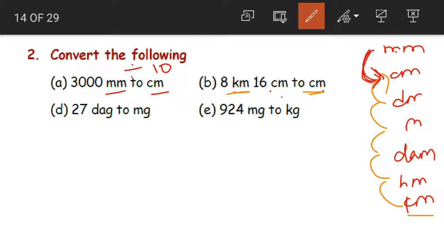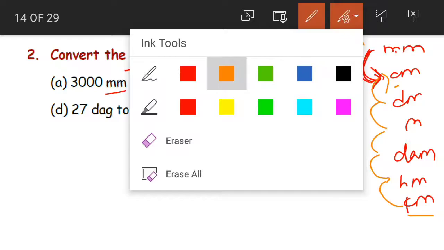Now this is higher to lower. We'll multiply. By how much will we multiply, children? We need 5 jumps. So we'll multiply by 1 lakh. 8 kilometers into 1 lakh centimeters plus 16 centimeters.